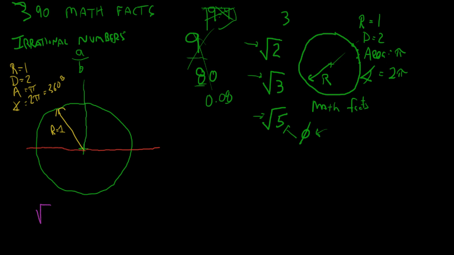The square root of 2 is the same as the distance, that distance there. So that, in fact, is the square root of 2. And if you remember, this is 1, and this is 1, and this is 90 degrees. Therefore, that becomes the square root of 2.